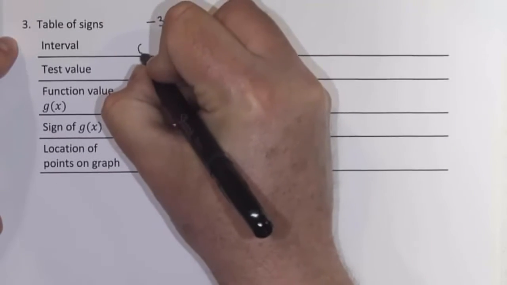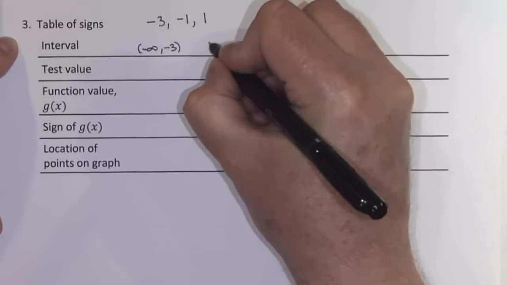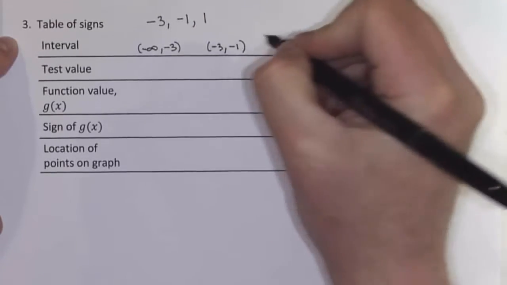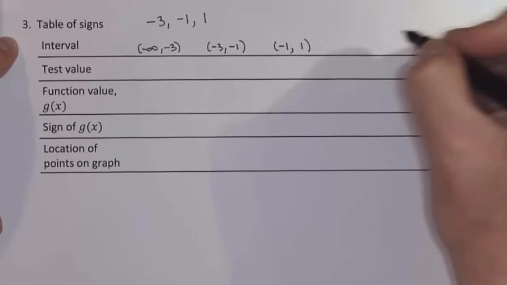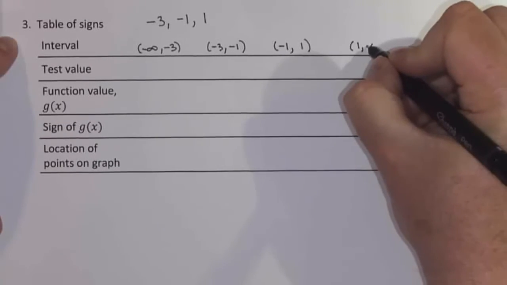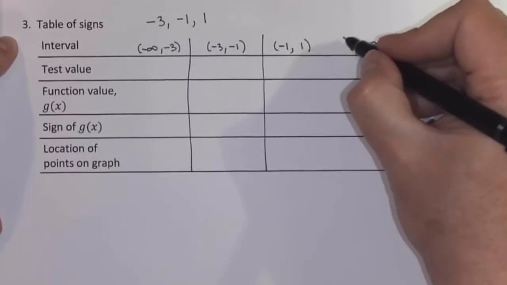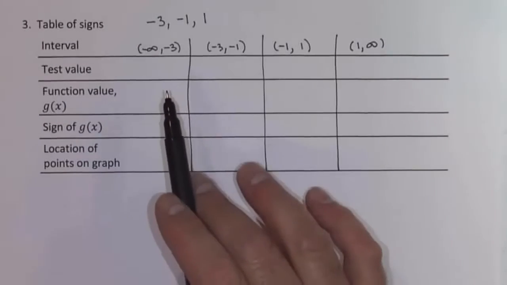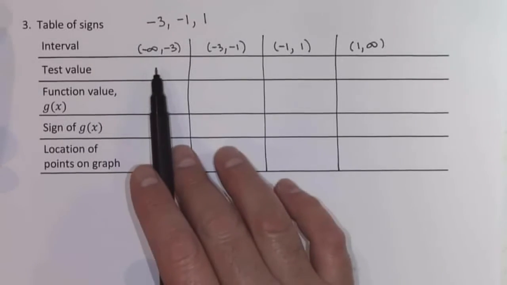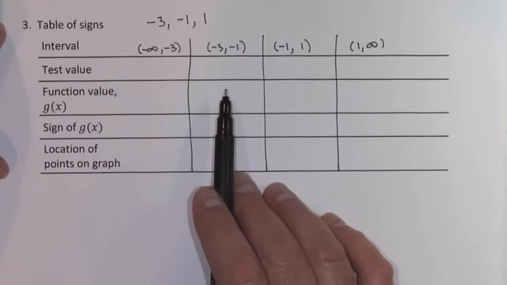So these 3 zeros divide the number line into 4 intervals. We're going to look at the interval from -infinity to -3, the interval from -3 to -1, the interval from -1 to +1, and then the interval from 1 to infinity. We're going to use this to create a table of signs. We'll select a value from each interval, substitute it into our function to see if we get a negative or a positive value.